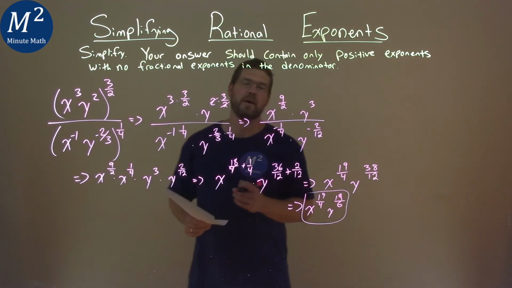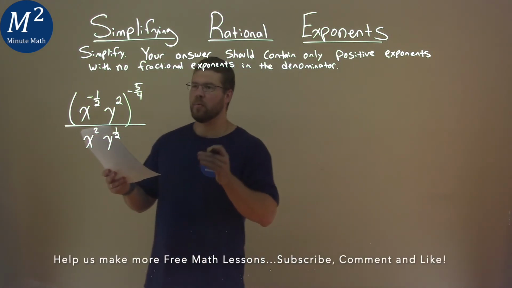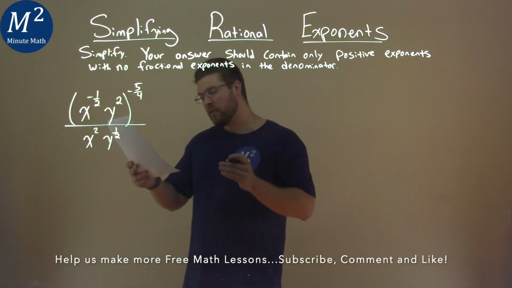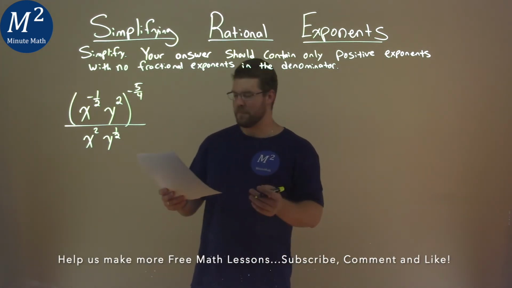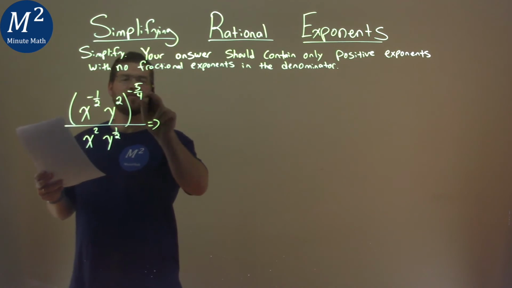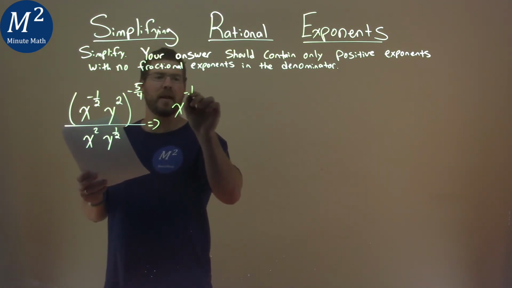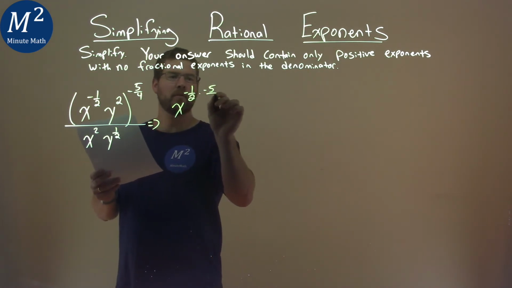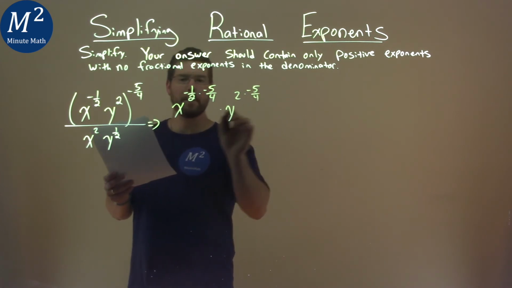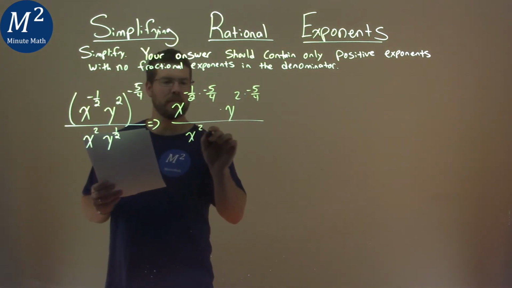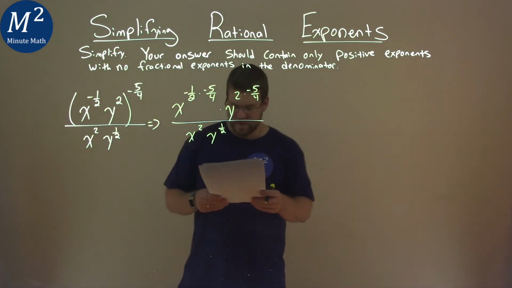We're given this problem right here, x to the negative 1/2 power, y squared, all to the negative 5/4 power, over x squared times y to the 1/2 power, and we've got to simplify. First thing is let's distribute this exponent, and we do that by multiplication. So we have x to the negative 1/2 times the negative 5/4 power, times y squared times the negative 5/4 power, all over x squared y to the 1/2 power. All right, let's multiply that out.